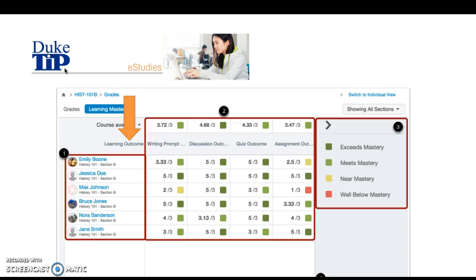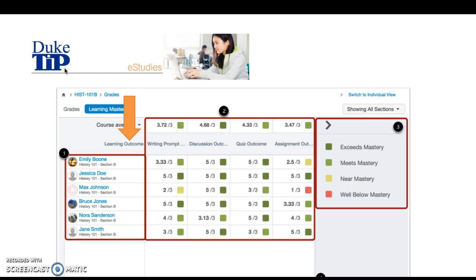So here's a quick peek of what an instructor would see who's using a rubric that you've created based on outcomes. And you can see that the outcomes, which we are just calling simple things like writing prompt outcome, discussion outcome, quiz outcome, etc. You might use, obviously, much more specific terminology. Well, students might be getting any level of success on that.